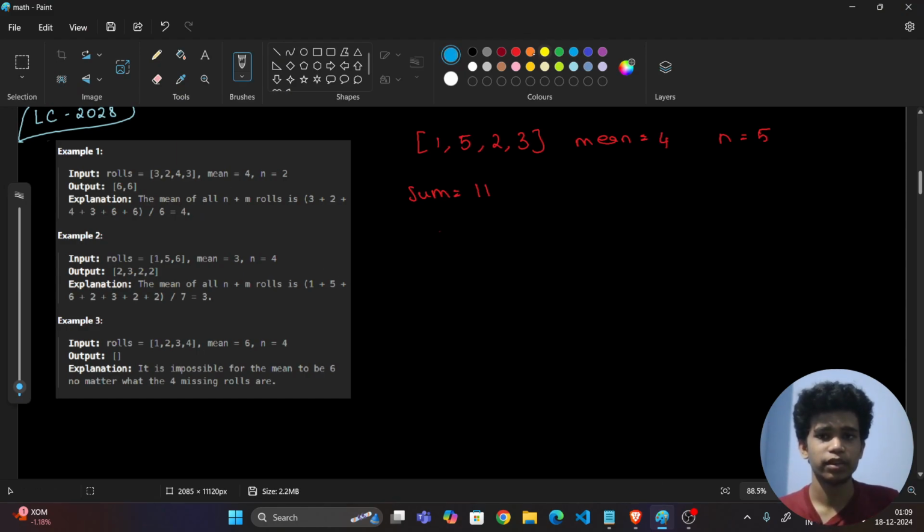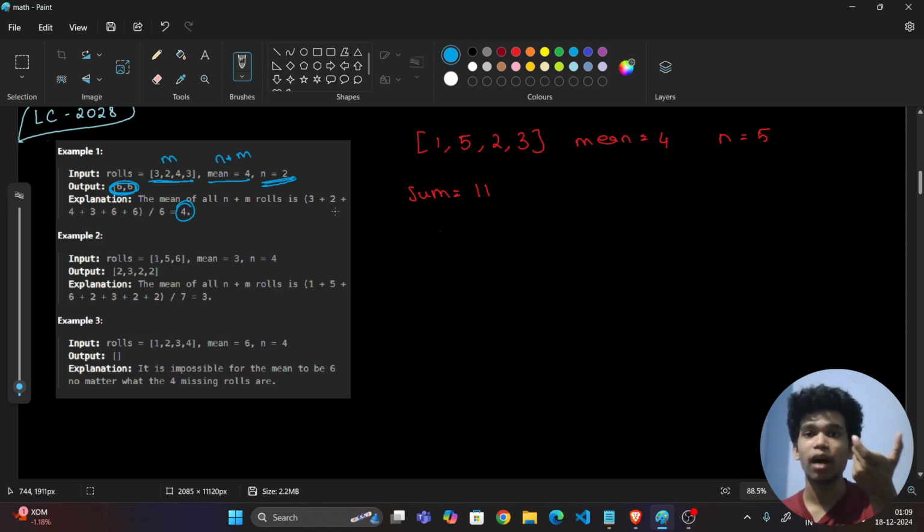Just observe here. First of all, they have given m observations. The remaining observations that are missing are ours to find. Now what is the mean of the n plus m observations, and what are the values that are missing? Now if I include these two observations 6, 6, then my mean becomes 4. What is the formula for mean? Just add every element, or add all observations, divided by the total number of observations.